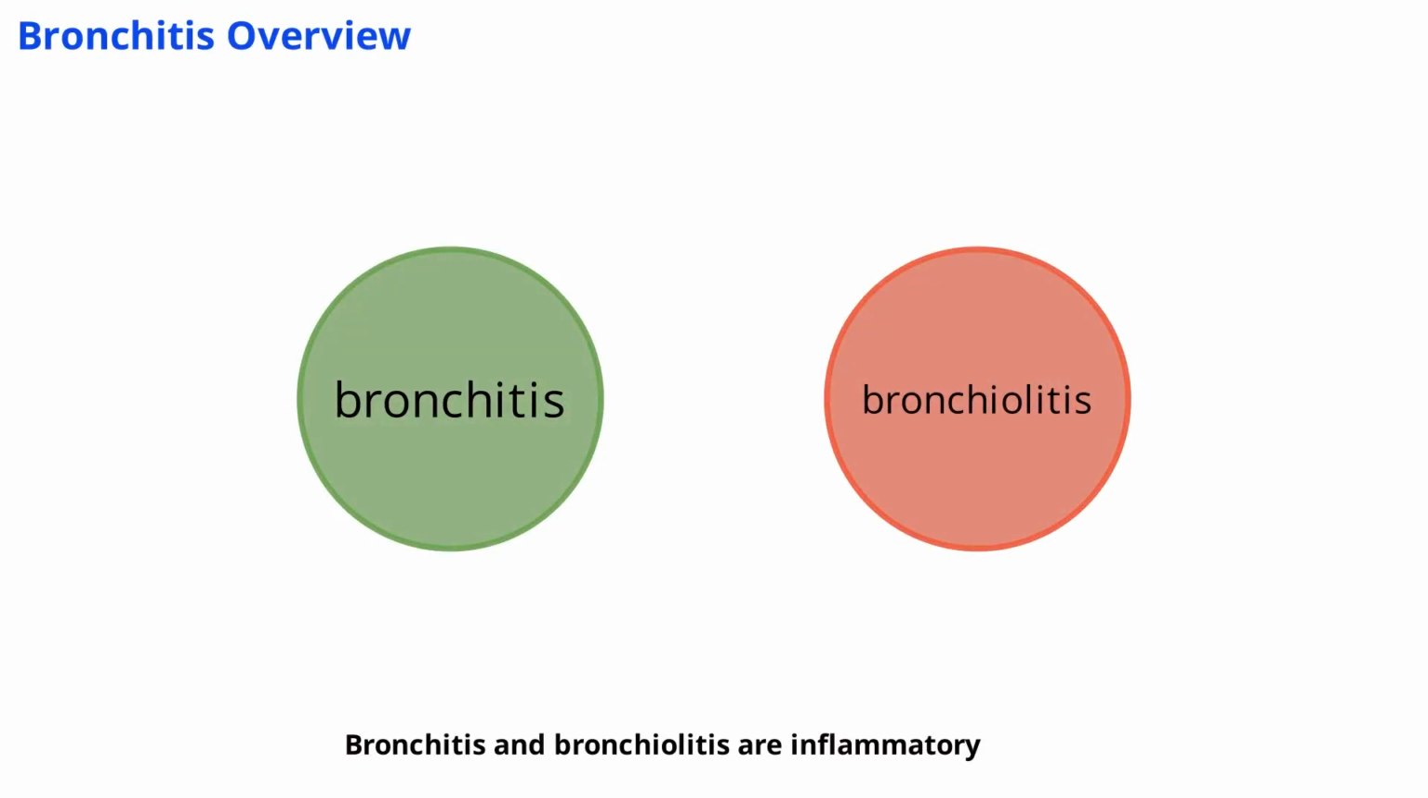Bronchitis and bronchiolitis are inflammatory conditions affecting the tracheobronchial tree. Bronchitis involves the larger airways and can be acute or chronic, while bronchiolitis affects the smaller airways and is primarily a disease of infancy. The inflammatory process in bronchitis does not extend to the alveoli, distinguishing it from pneumonia.